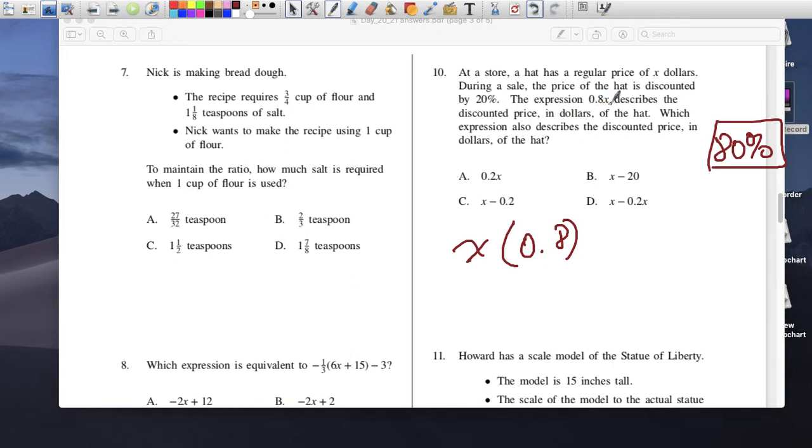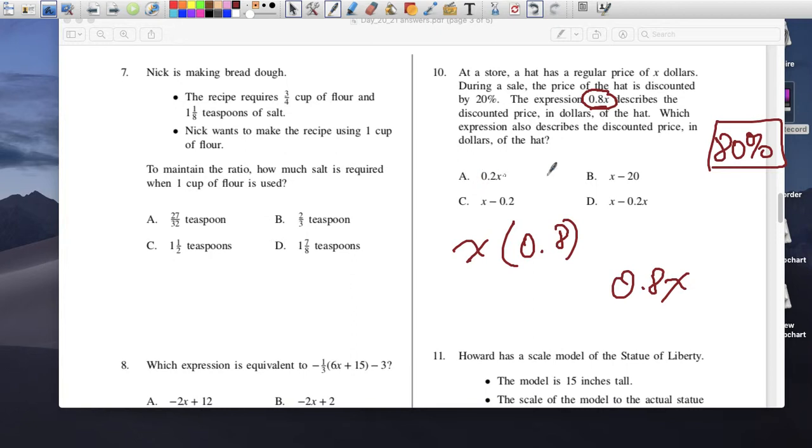The expression 0.8x is exactly what we have. It shows the price of the hat after the discount. Which expression also describes the discounted price of the hat? So one of these, A, B, C, D, also represents this value. So this, and I actually like it the way they wrote it, 0.8x.